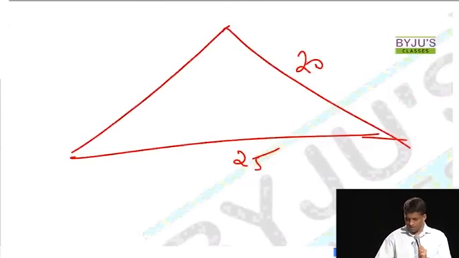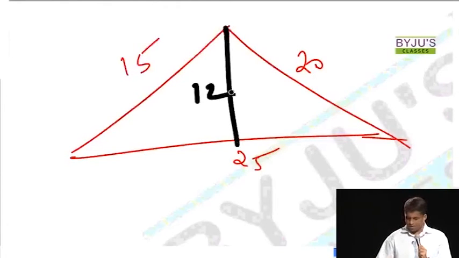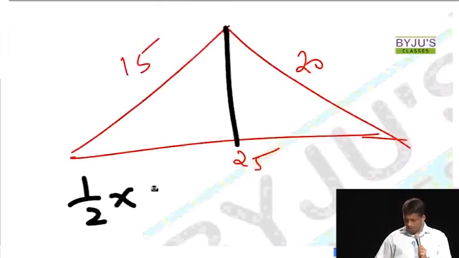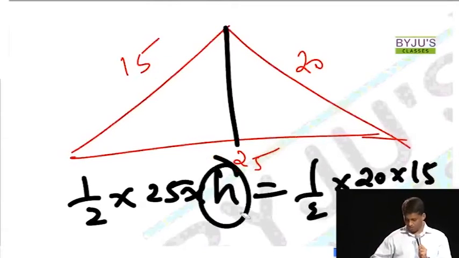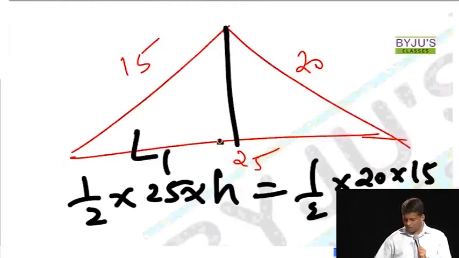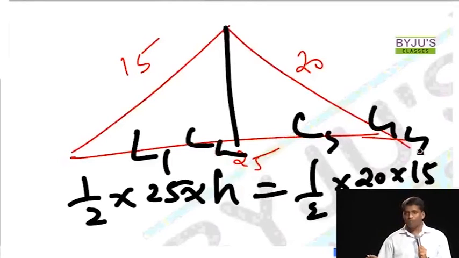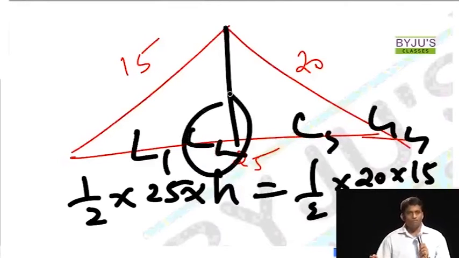If I write 25, 15 here, finding this distance, you will never get, because that's 12. How do we find this out? By equating two different methods of finding the area. Half into 25 into h is half into 20 into 15. So you can find h. This is an example for L1, L2, L3, L4, out of which one is not given.